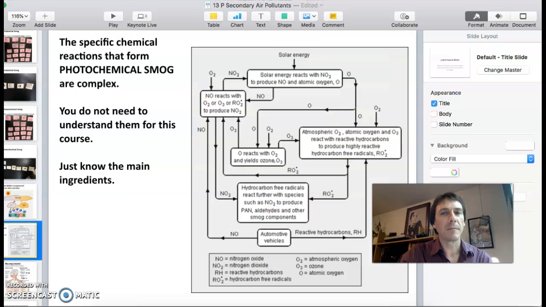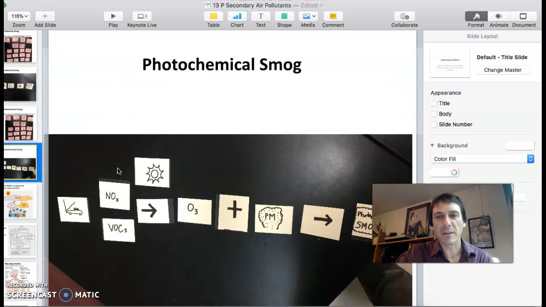All right, just a note here that the chemical reactions are really, really complex. You can see all the oxygen radicals, the ozone here, and the O2, the atmospheric oxygen, and then all of these other things happening. So we don't need to know all of this. You just need to know the main ingredients, which are right there.